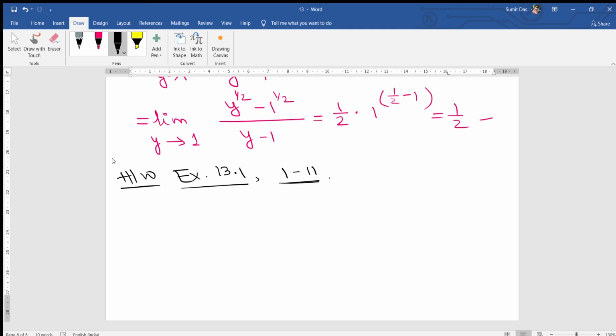Understood? This homework is on limits. If you have the book, see page number 312. All you have to do is just put the values. Very, very simple. So try to do this homework by at least tomorrow, since Saturday morning you have class. 11 questions will need maximum 30 to 40 minutes. And keep all this homework together with the date.